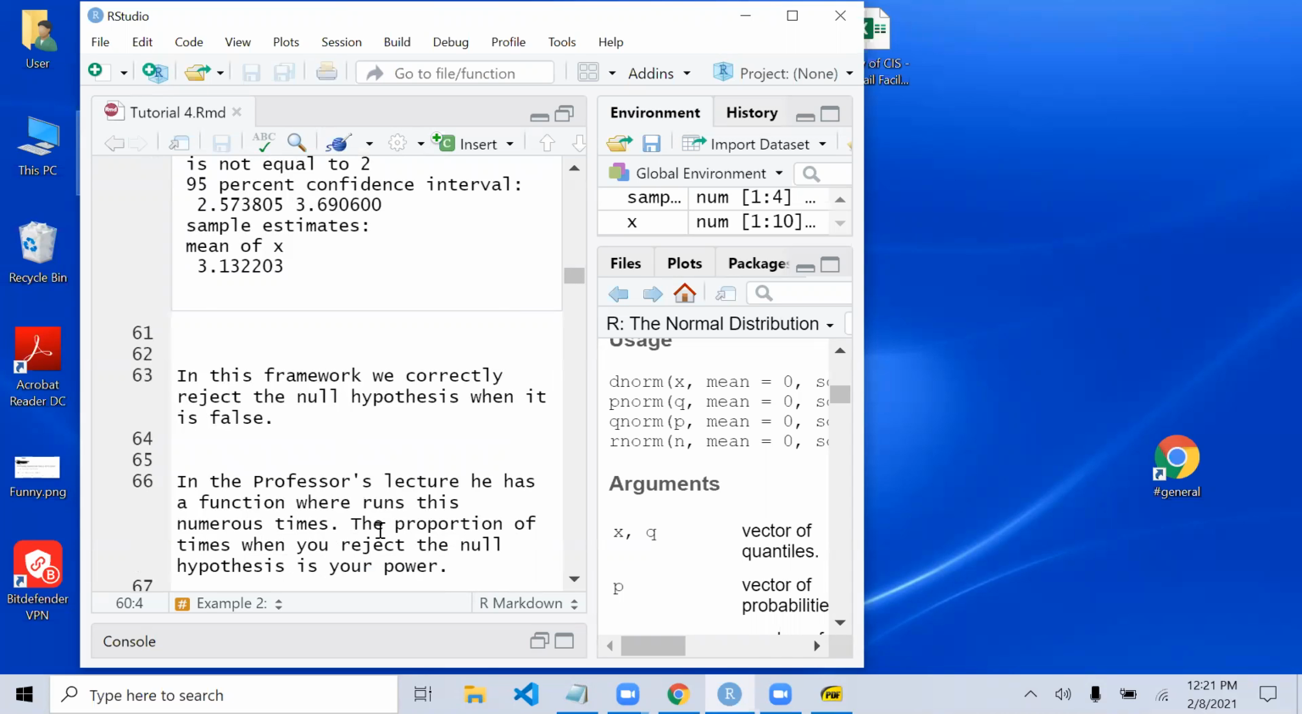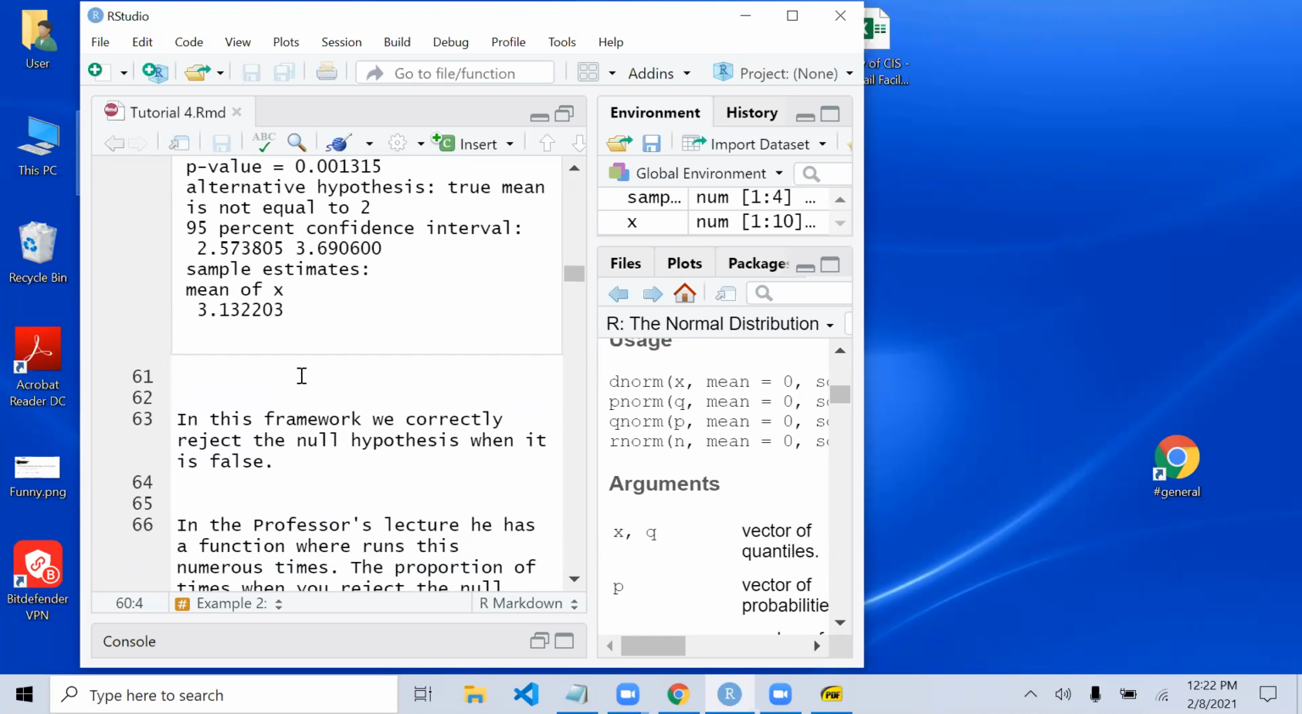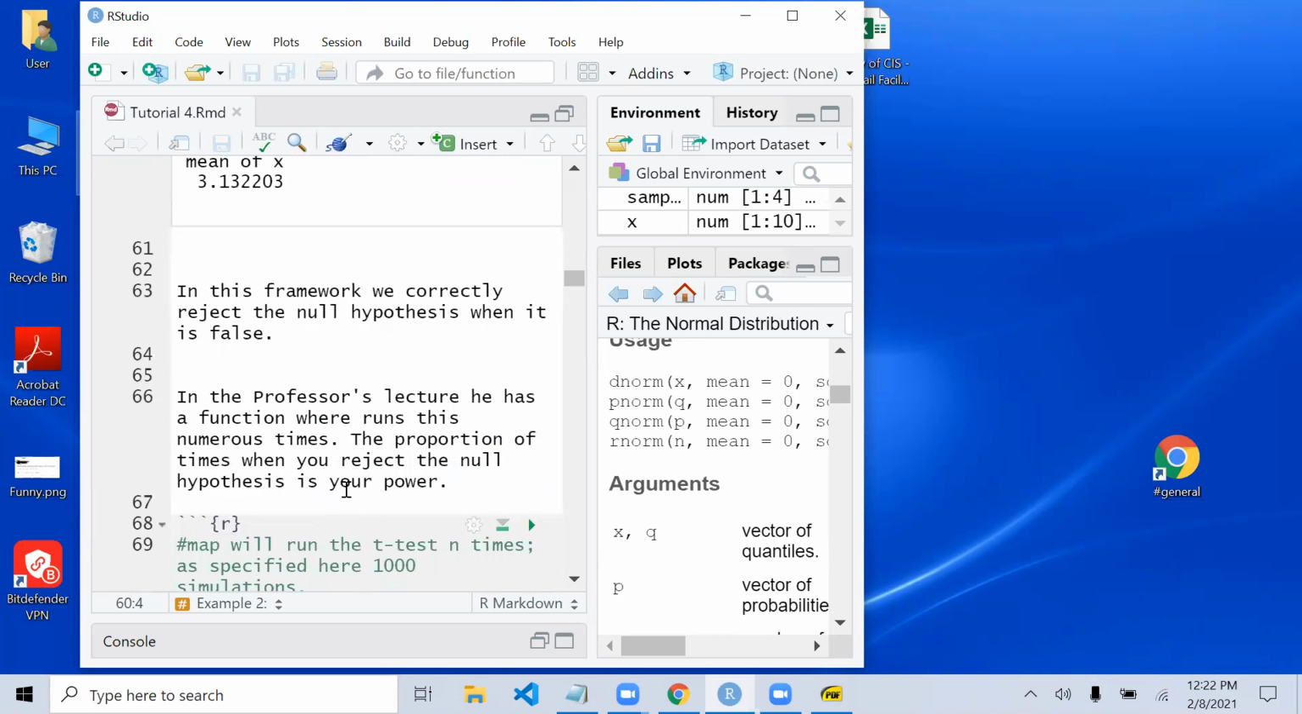Now, what is the p value? It is the probability of incorrectly rejecting the null hypothesis when it's actually true. So there's always a chance, well, in this case we know it's not true, but there's always a chance that your test yields the wrong conclusion. So we need to know how often this can happen given our data and our sample size, because it's always going to be a function of your sample size, your effect size, etc. Those things are at play to determine how often you make an incorrect mistake. So now, in his lecture, he has a function where he runs this numerous times.